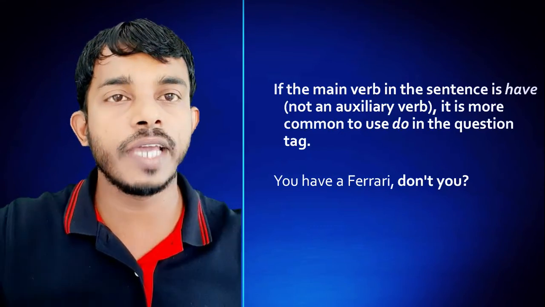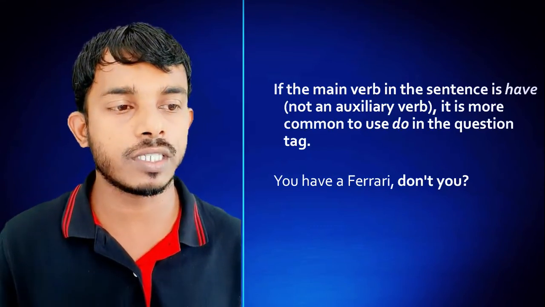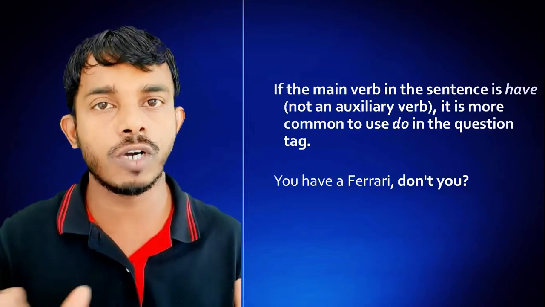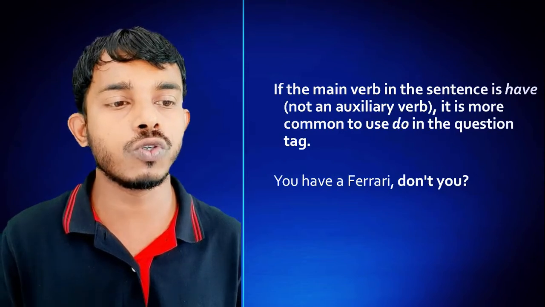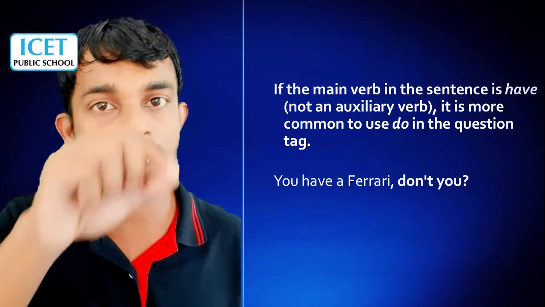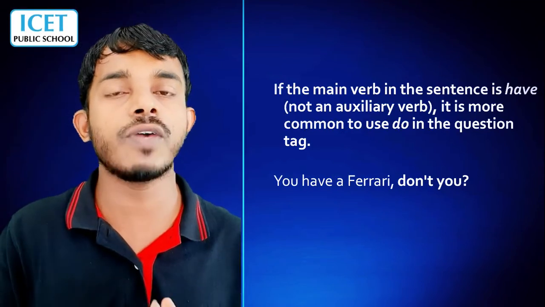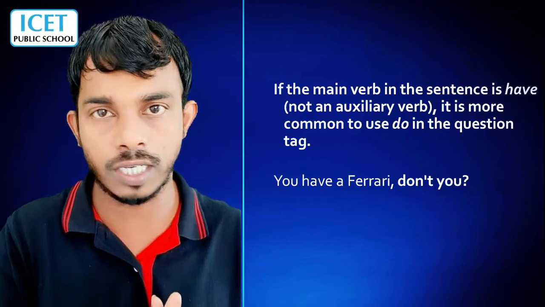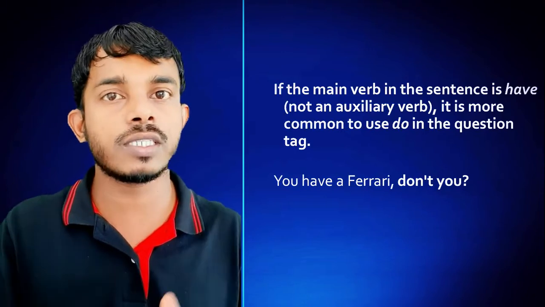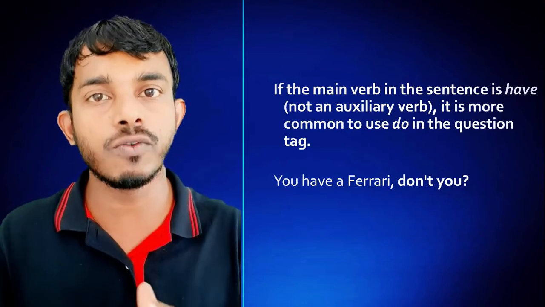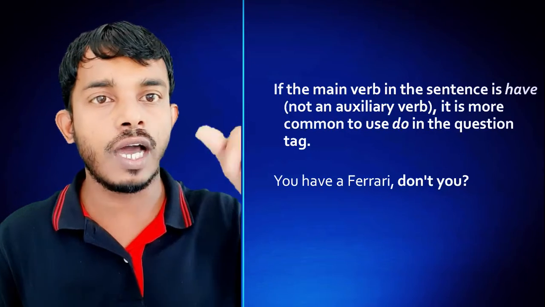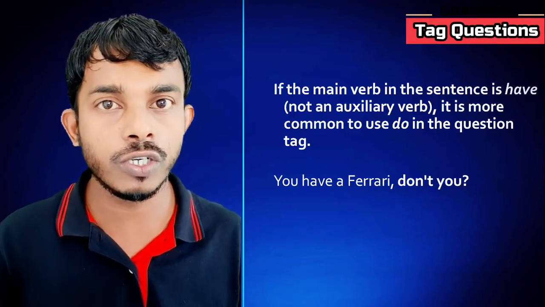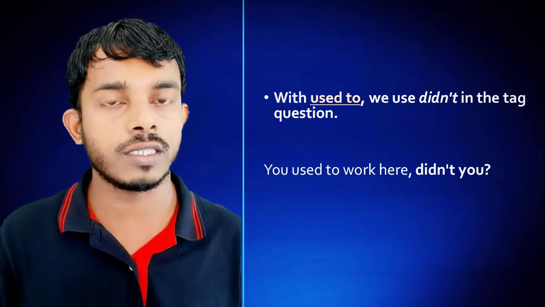Next one, if the main verb in the sentence is have, not an auxiliary verb, it is more common to use do in the question tag. So have is coming as a main verb. Example, you have a Ferrari. So this have is the main verb in the sentence. Have is not an auxiliary. So in that case, we have to use do as the auxiliary for the tag question. You have a Ferrari, don't you? So don't you is the answer.